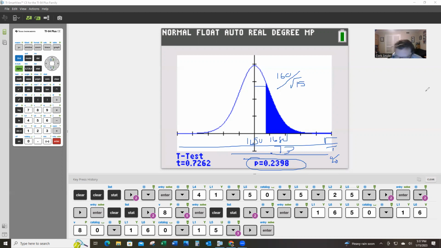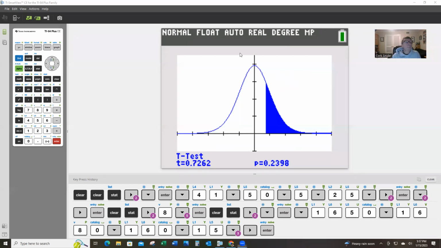What that p-value says is that there's a 24% chance we would get data just like this, even if this prep course didn't work. In other words, even if the average is still 1650, you might get 15 people with this average. It would happen about 24% of the time by chance. That's really high. So it doesn't demonstrate sufficiently that this prep course does work. Let me slide this out of the way.